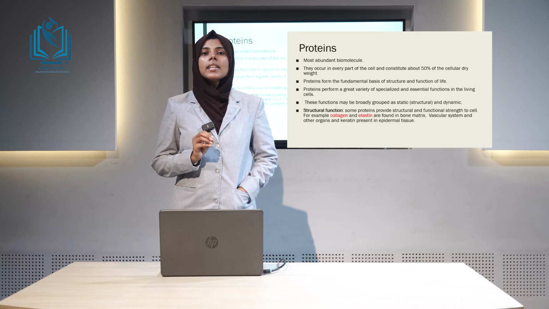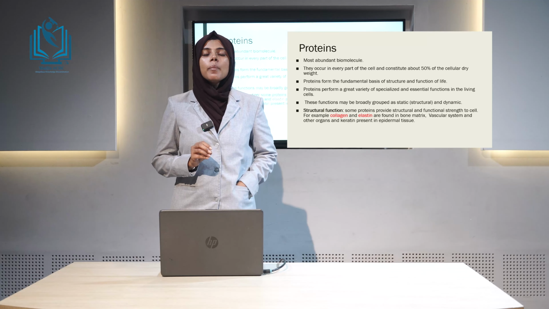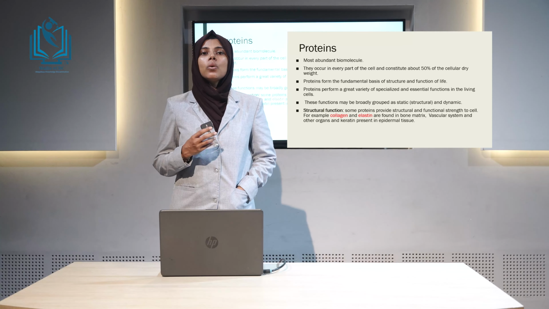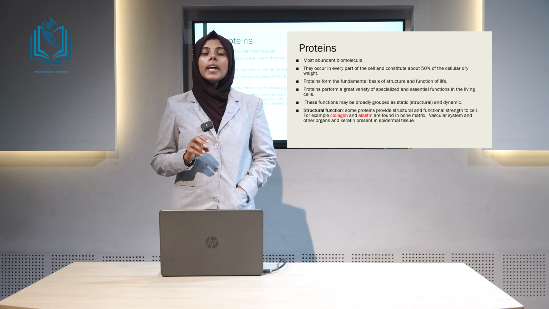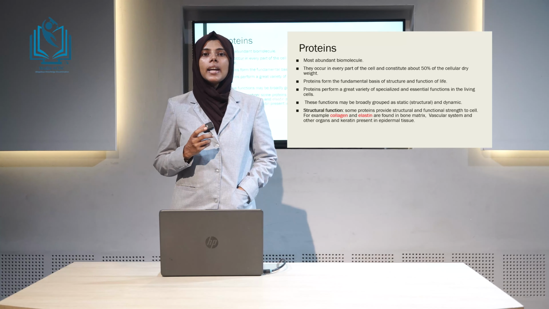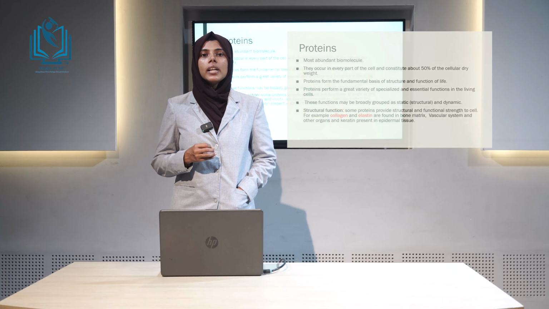For example, elastin and collagen-like proteins are present in the bone matrix, other organs, and the vascular system. These proteins are structural proteins. And another structural protein is keratin. Keratin is present in our skin, epidermal tissue, and in our hair, nails, etc.